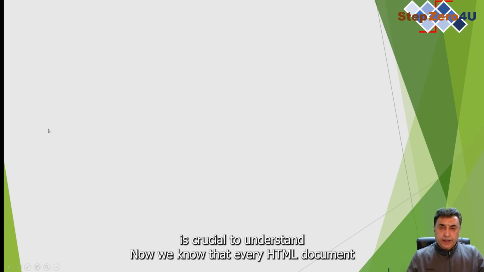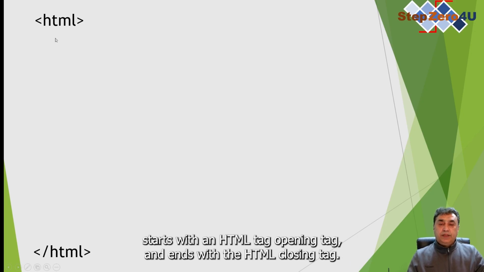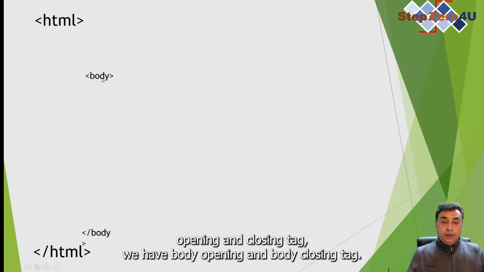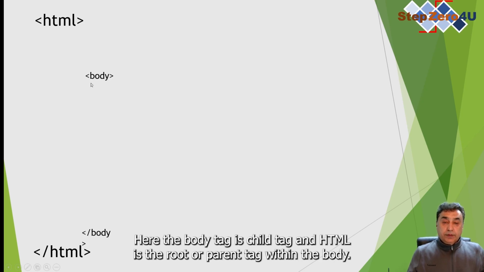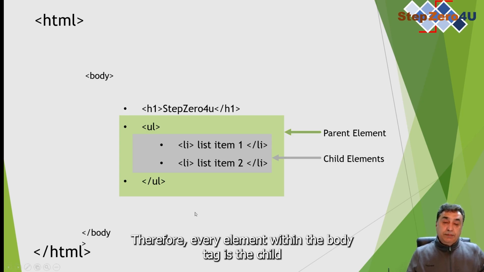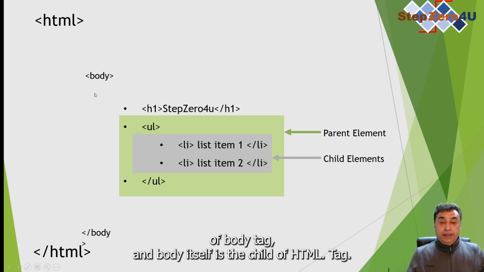Now we know that every HTML document starts with an HTML opening tag and ends with the HTML closing tag. And within this HTML opening and closing tag, we have the body opening and body closing tag. Here the body tag is the child tag and HTML is the root or parent tag. Within the body, we have further HTML elements. Therefore, every element within the body tag is a child of the body tag and body itself is a child of the HTML tag.